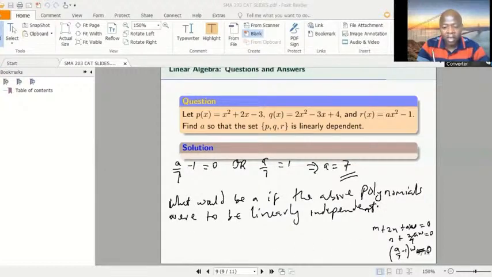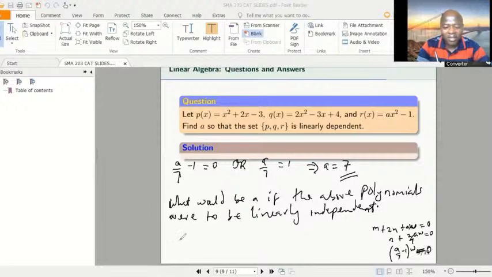So again we would want to get a situation where W is 0. W is 0 if what is inside the bracket is not 0. If what is inside the bracket is not 0, then W is 0.